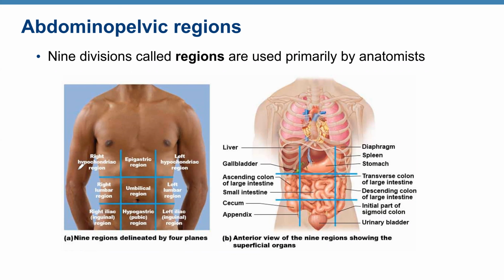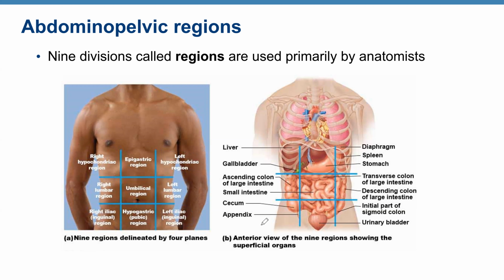This is our right part, right? Hypochondriac. Hypo means below, and chondriac means cartilage. So that's the cartilage of your ribs. So right hypochondriac, right lumbar region, and right inguinal or iliac region. Left hypochondriac, left lumbar, and left iliac or inguinal region.